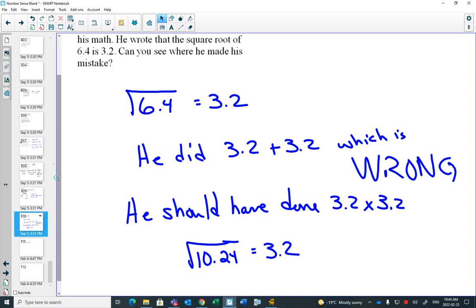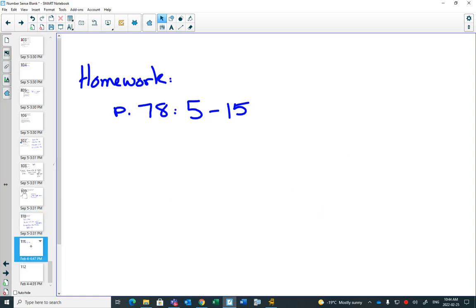Okay, so homework out of our textbook, page 78, questions 5 to 15. We are going to have a quiz next Tuesday. It's going to be on all your fraction stuff, all your square root stuff. And that means on Monday we get to start our next unit. So I'll have to get either another notes package or we'll do it in smaller chunks. Yes, Neil.